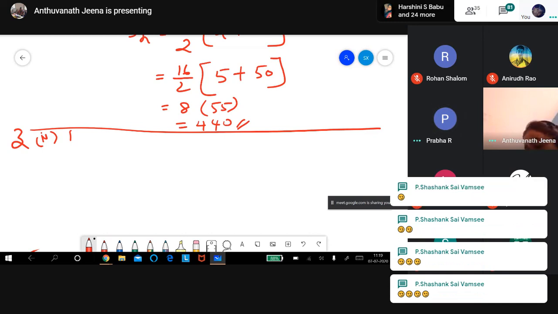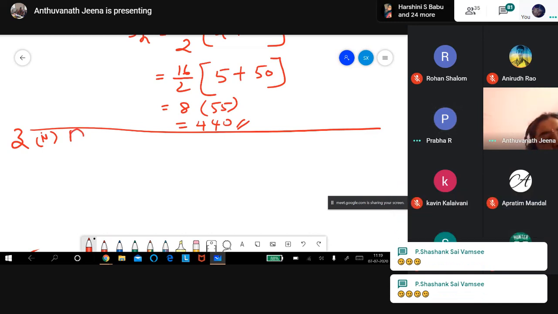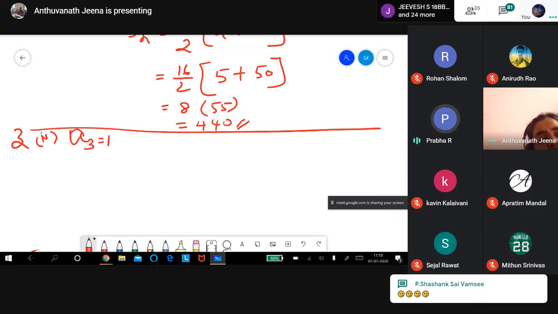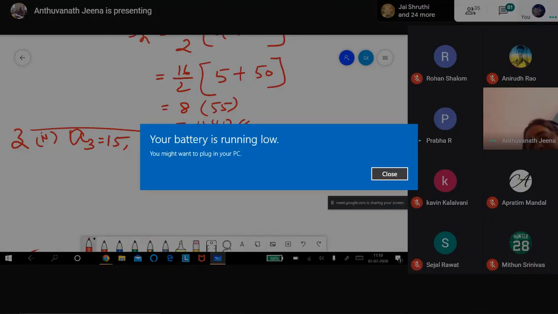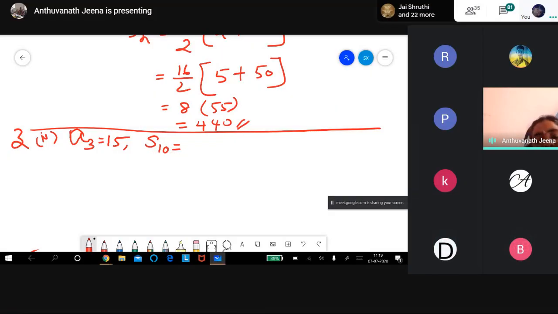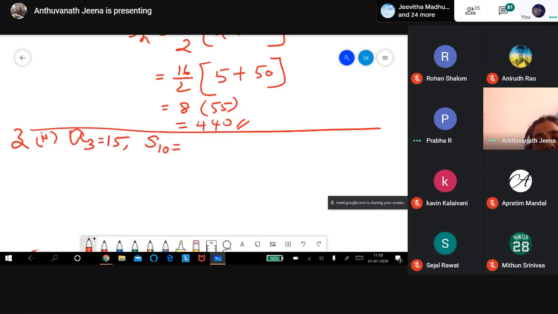A3 is 15. S10 is 125. Sum to n terms, S10 means sum to n terms. Find D and A10.